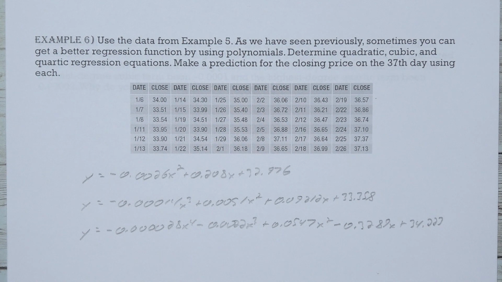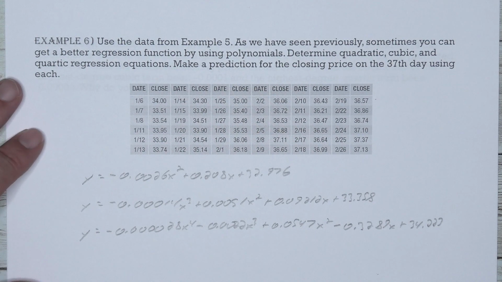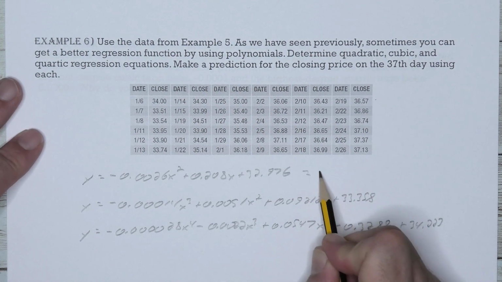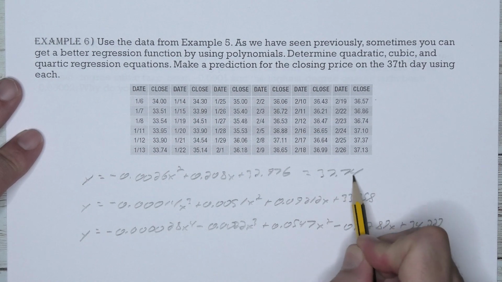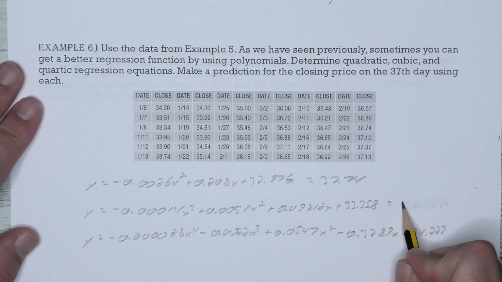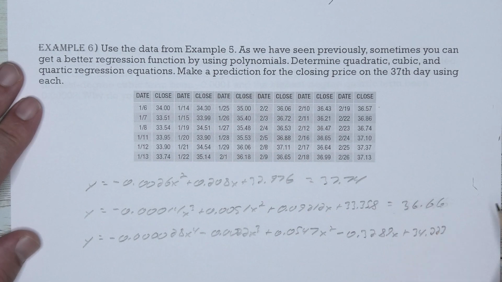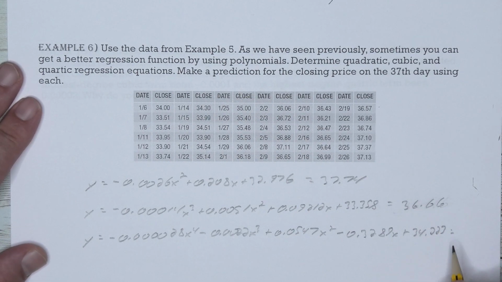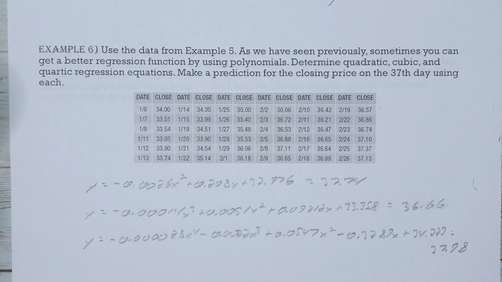The predicted closing prices using the regression equations are as follows. The linear would be 37.74, the quadratic would be 36.66, and the quartic would be equal to 37.98. As you can see, using regression analysis as a stock price prediction tool is not an exact science. That is why analysts use multiple prediction methods before making large and expensive trades.